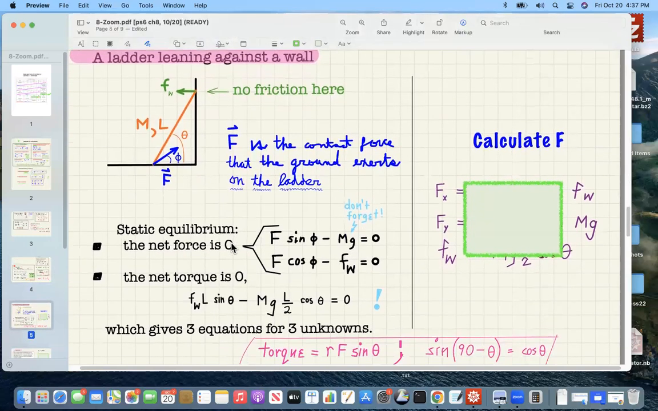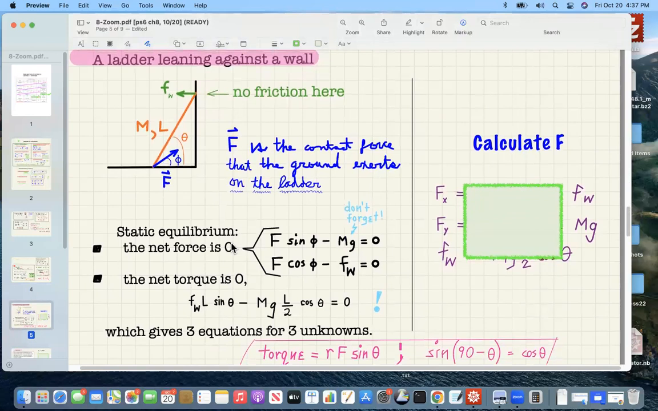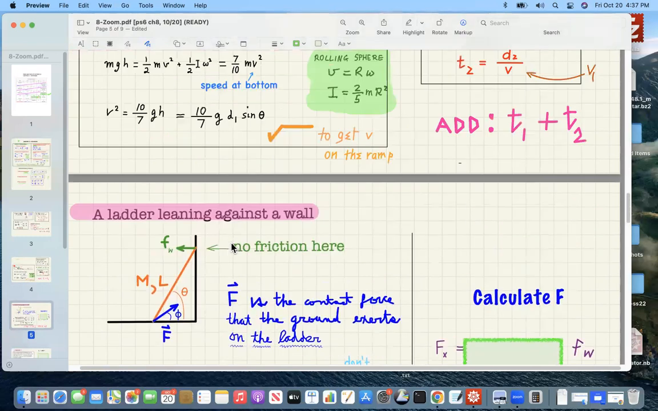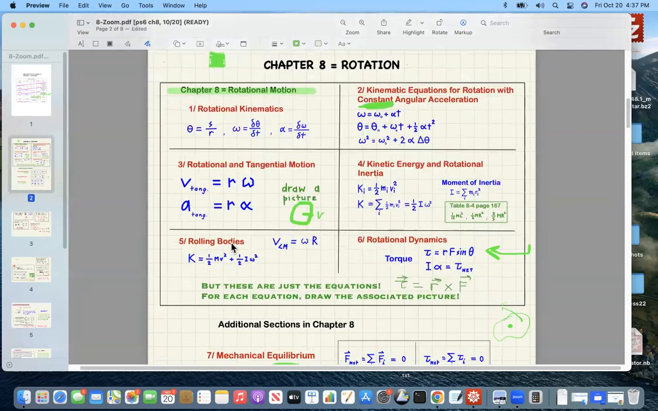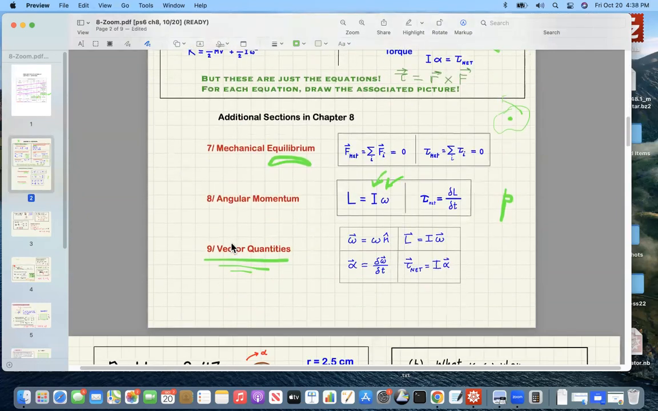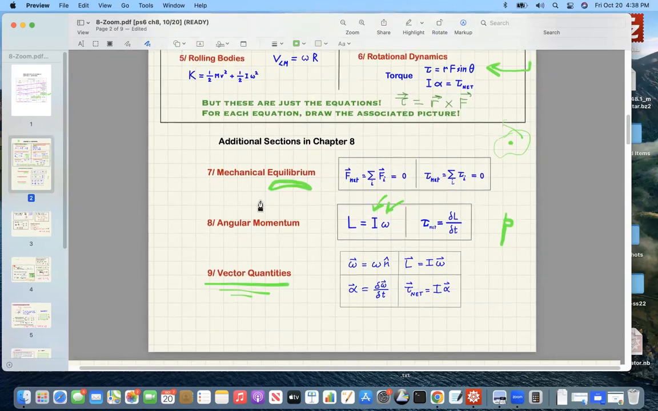Here's a problem which involves rotation, but really it involves static equilibrium. So it doesn't really involve rotation. Nothing's rotating, but there's torque, and there could be rotation because you have an extended body. So this is from section 7.